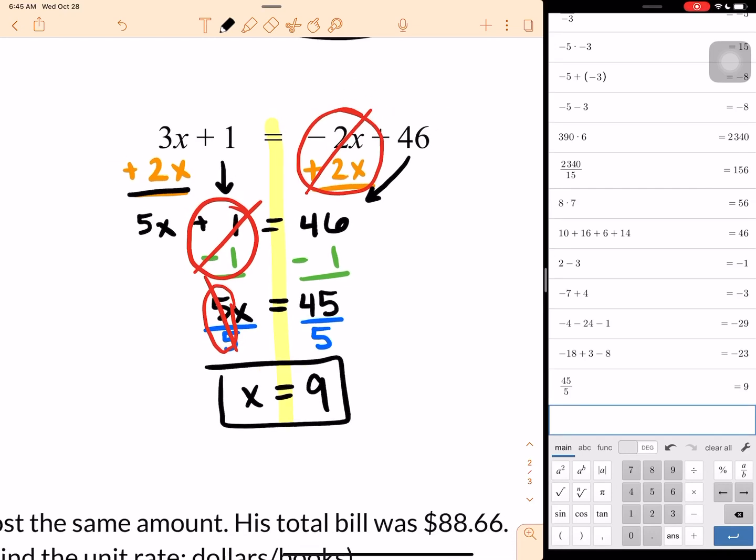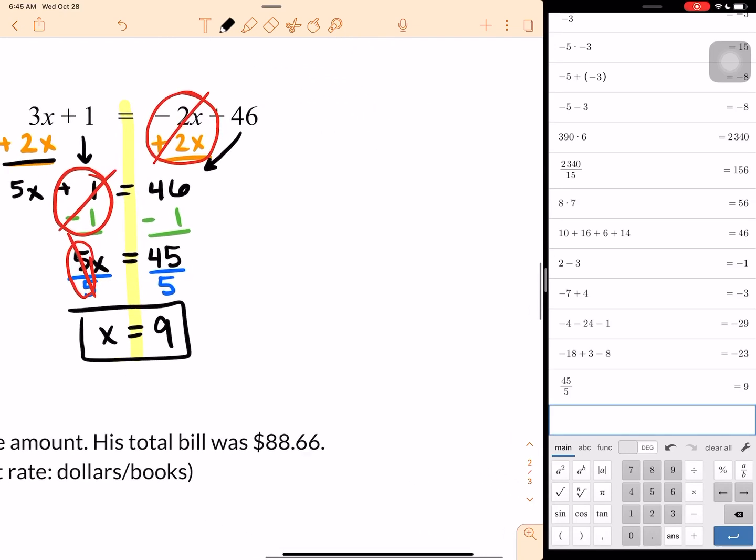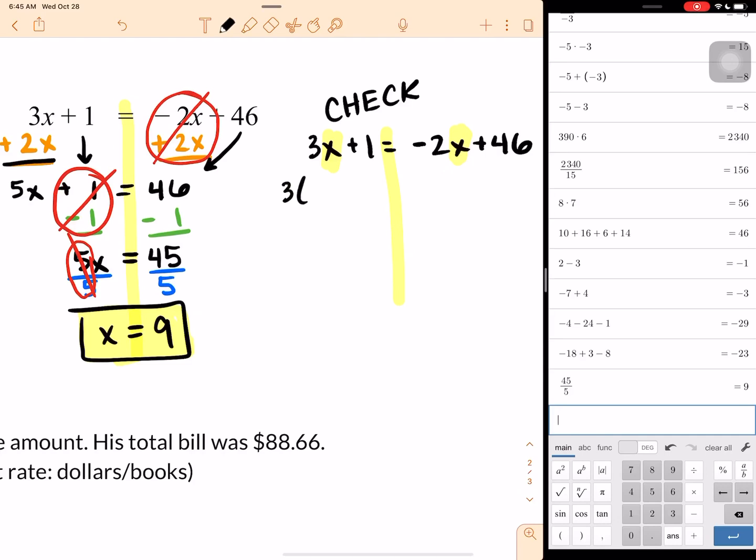You could always plug it in to check your work. So I'm going to show you how I would do that. To check your work, rewrite the original equation, 3x plus 1 equals negative 2x plus 46. And we want to plug in our answer here in for x to see what we get. So if we plug in our answer for x, I'm going to draw a little line. So it's going to look like 3 times 9 plus 1 equals negative 2 times 9 plus 46.